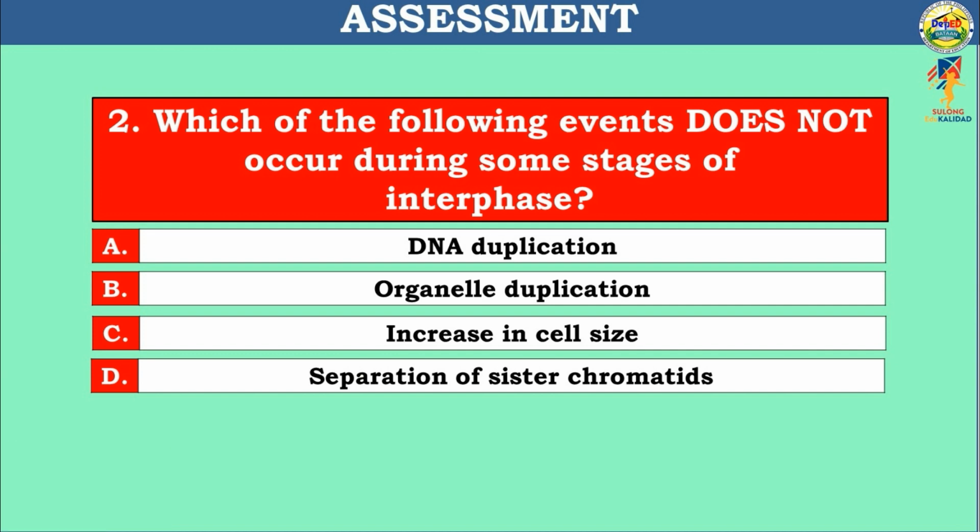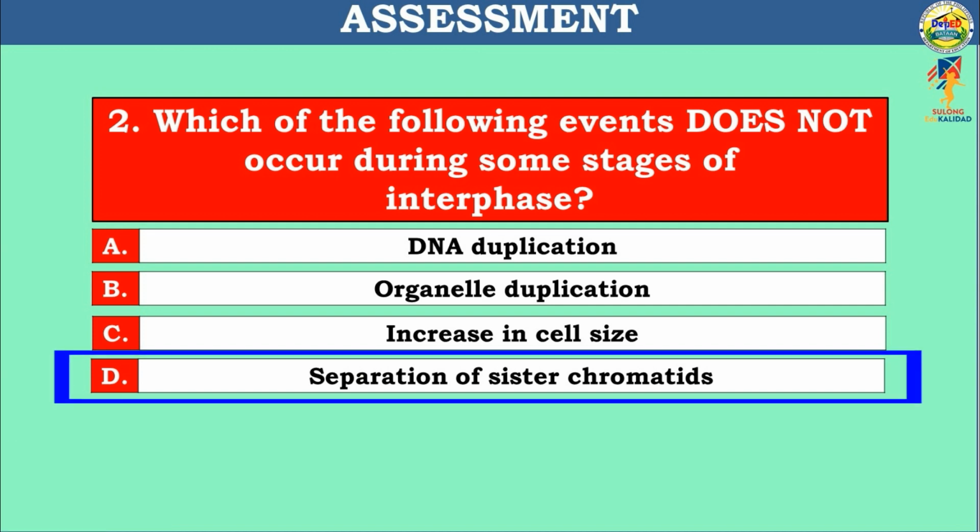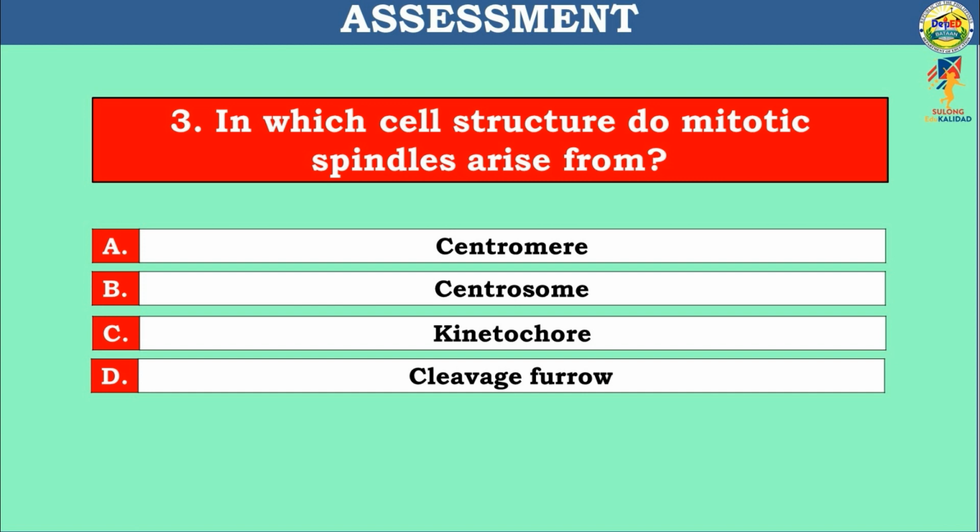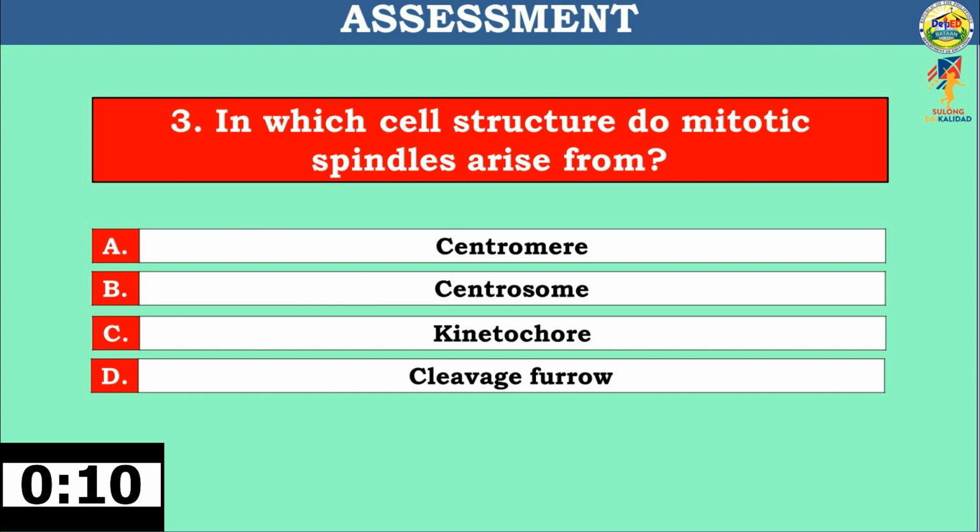The correct answer for question number 2 is letter D. Question number 3, from which cell structure do mitotic spindles arise? Letter A, centromere. Letter B, centrosome. Letter C, kinetochore. Letter D, cleavage furrow.